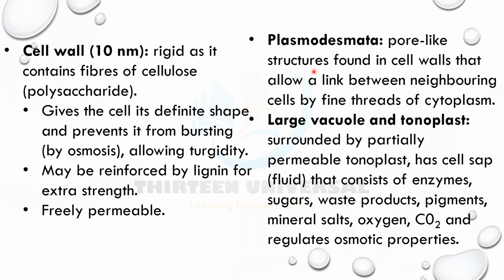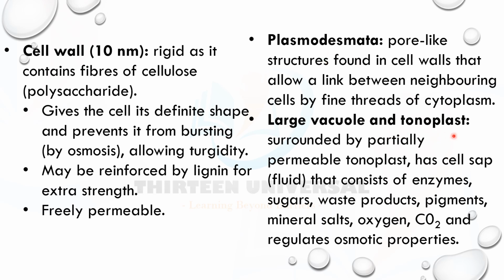Now, this is another one. Plasmodesmata are pore-like structures found in cell walls that allow a link. It links the cytoplasm between two neighboring cells. So this has three functions. It acts as a link. Number one, it helps in communication. Number two, it helps in transport between two cells.